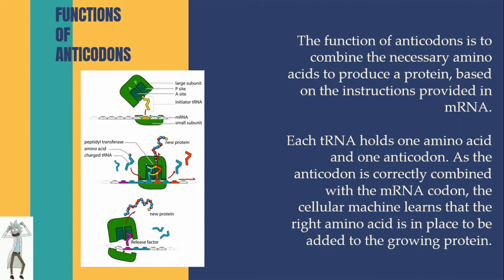So here are the functions of anticodons. The function of anticodons is to combine the necessary amino acids to produce a protein based on the instructions provided in mRNA. Each tRNA holds one amino acid and one anticodon. As the anticodon is correctly combined with the mRNA codon, the cellular machinery learns that the right amino acid is in place to be added to the growing protein.